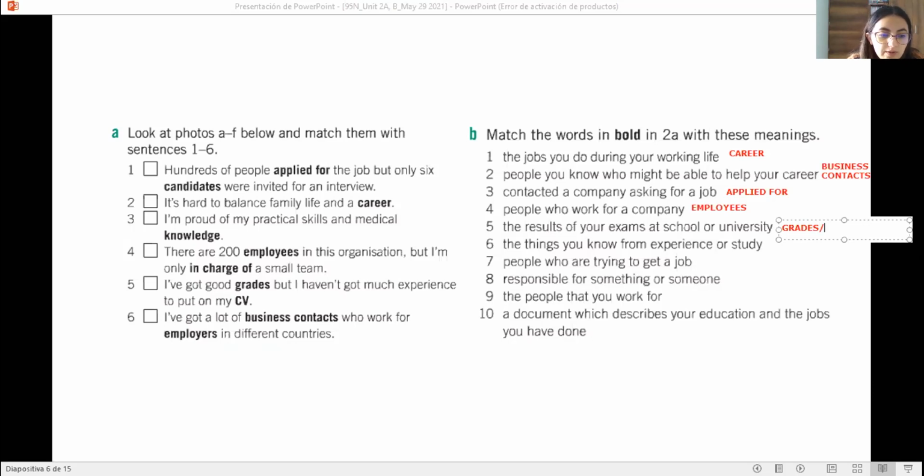Can you remember? Marks. Marks, excellent, marks. Yes, so in both cases, we're referring to the qualification, the number, okay? So, grades or marks, ¿sí? Cualquiera de las dos palabras para referirnos a las calificaciones. Let's move to number 6, the things you know from experience or study.